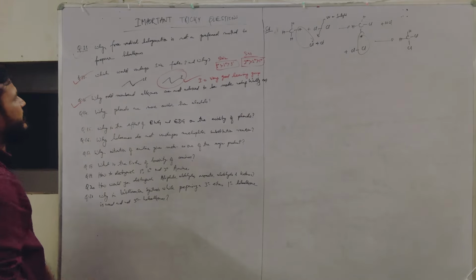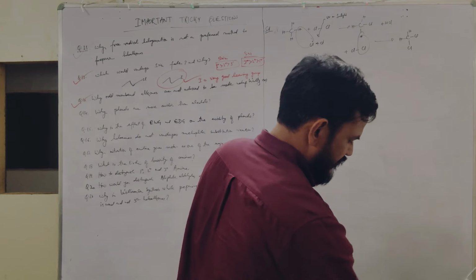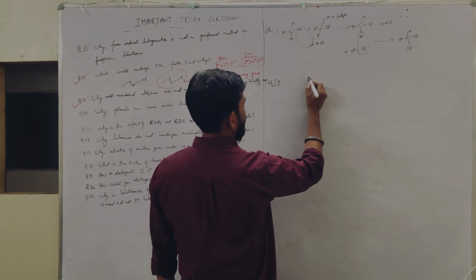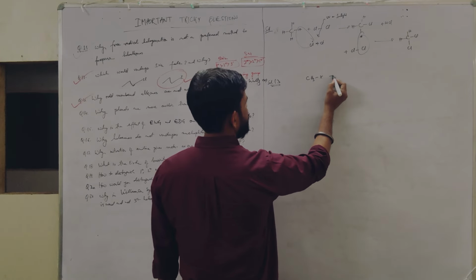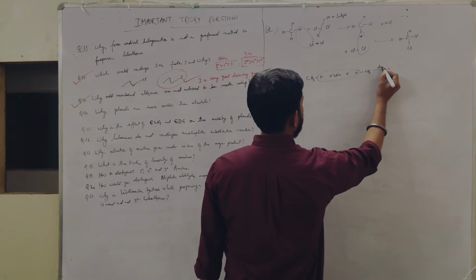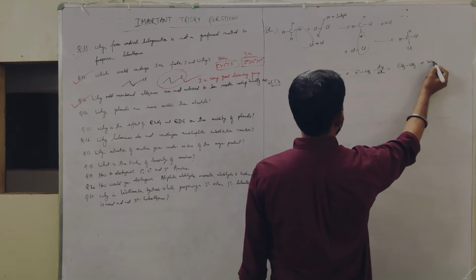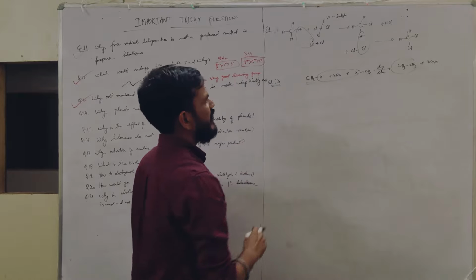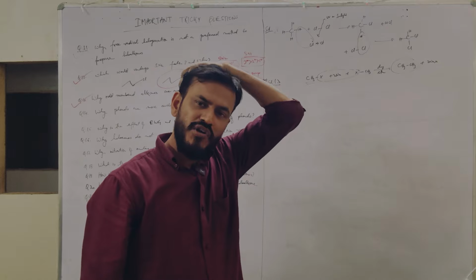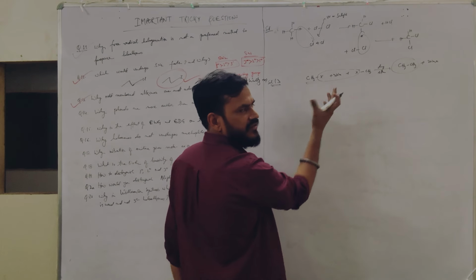Now I come to the next question. Why are odd numbered alkanes not advised to be made using Wurtz reaction? In Wurtz reaction, if you see the reaction, one has CH3X plus Na plus CH3X in dry ether. You get CH3CH3 plus 2NaX. Now you see, to start with, we had one carbon haloalkane, and the product we are getting is twice that. If you want to make an odd numbered alkane, we'll have to take two different haloalkanes.